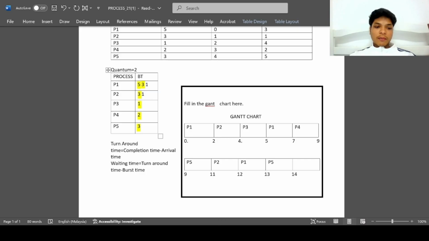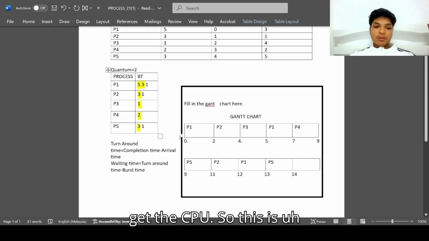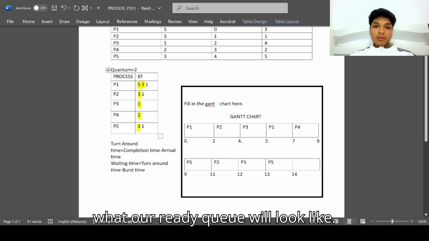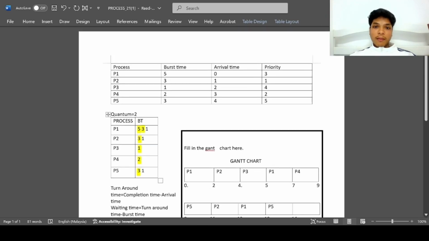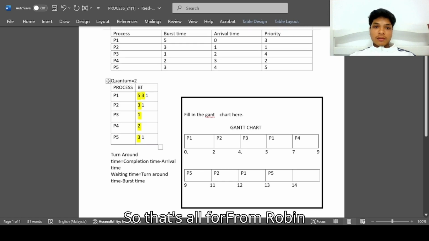Change to 1. So P5 will be put at the end of the ready queue, and P2 will get the CPU. So this is what our ready queue will look like. So that's all for round robin, and thank you so much.